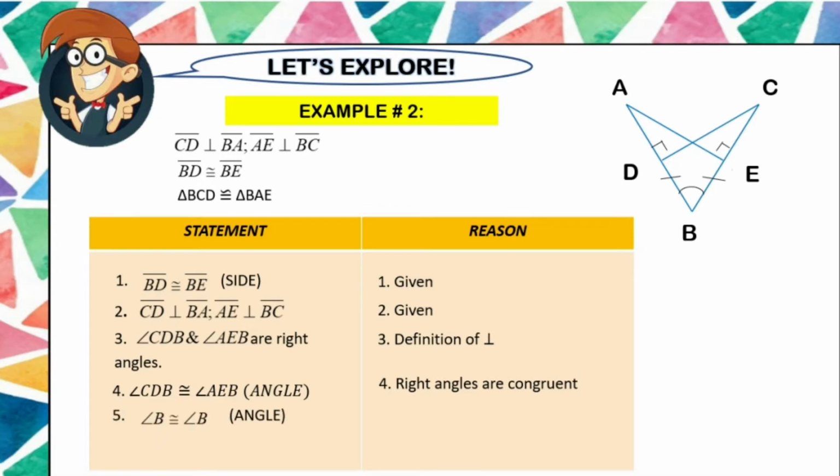By reflexive property, an angle is equal to itself. Thus, angle B is congruent to angle B. Since we have already discovered two angles and an included segment of triangle BCD are congruent to two angles and its included side of triangle BAE, we can now prove that triangle BCD is congruent to triangle BAE using ASA congruence postulate.